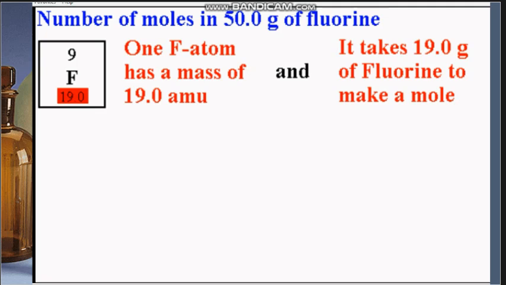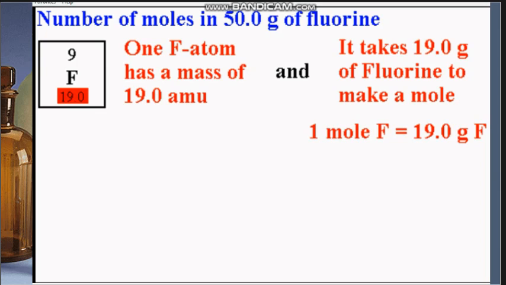Easy breezy. Okay, the first meaning of this 19.0 is easy to understand. It just tells us the mass of the atom in atomic mass units, and that's a unit for mass. So it's just telling us the mass of the atom. What does the other one mean? It takes 19.0 grams of fluorine to make a mole. This tells you a conversion relationship between grams and moles. It tells you that 1 mole of fluorine is the same as 19.0 grams of fluorine. So this number serves as a conversion relationship between moles and grams.